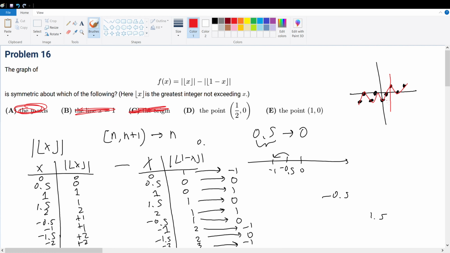The point half comma 0. Well, half comma 0 is this point right here. And that makes sense, because if you were to reflect it about this point, you get something like this, which matches the thing right here. So I would say it's choice D. And what about 1 comma 0? Well, 1 comma 0 is going to be the point right there. That's obviously not going to work. And so your final answer is going to be answer choice D, just from visual inspection of a rough graph.